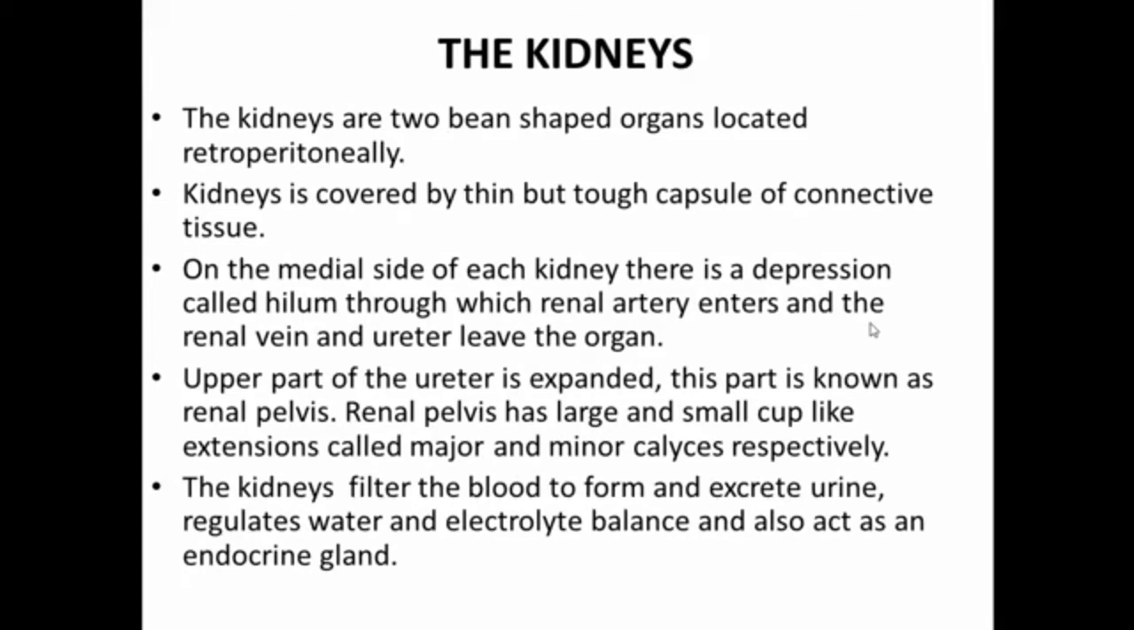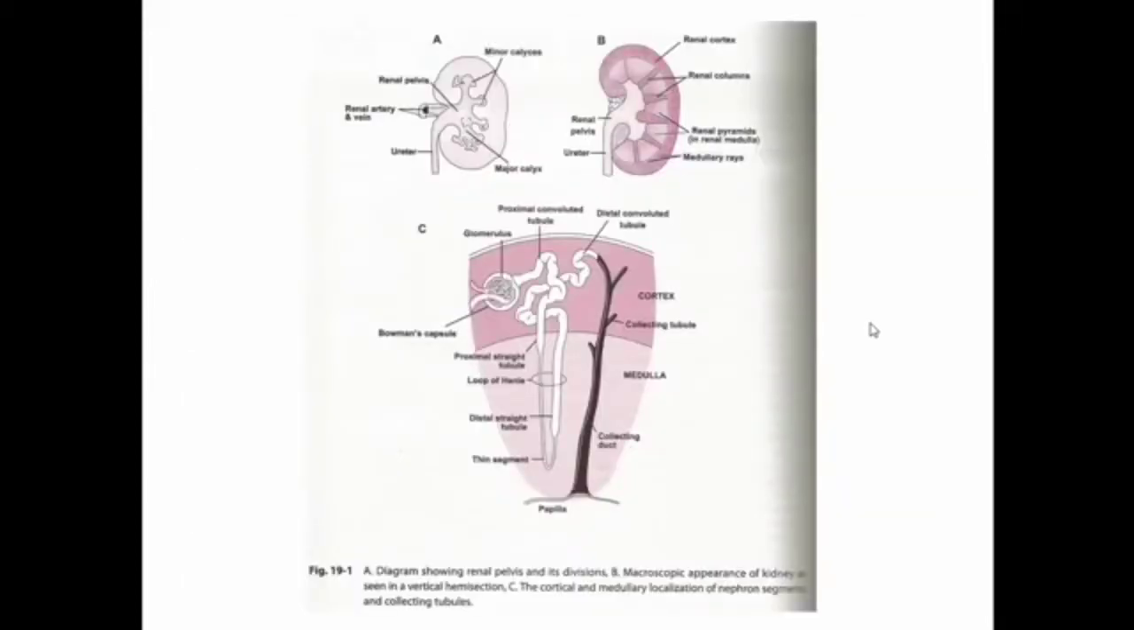endocrine gland. Now this is a picture again showing, in this way you can see the ureter, the renal pelvis, the major calyces, the minor calyces, and here you can see the cortex, the renal columns, the medullary pyramids, and the medullary rays. And this is the diagram of the nephron of the kidney, and I will be discussing it shortly later.